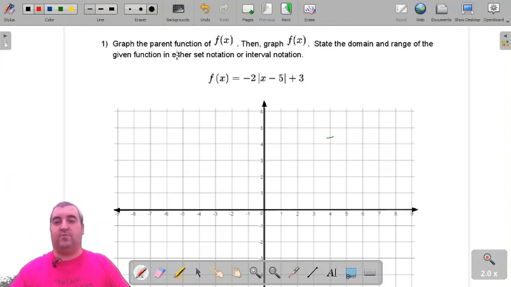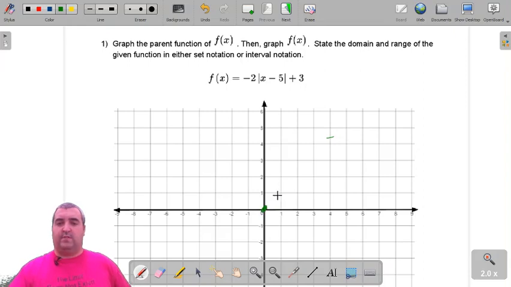So here, the first problem in the formative wanted us to graph the parent function of f of x, then graph f of x itself, and state the domain and range in either set or interval notation. So first off, we'll just go right ahead and look at what the parent function is. Hopefully we can identify it fairly easily because of those absolute value signs. So let me go ahead and graph that parent function.